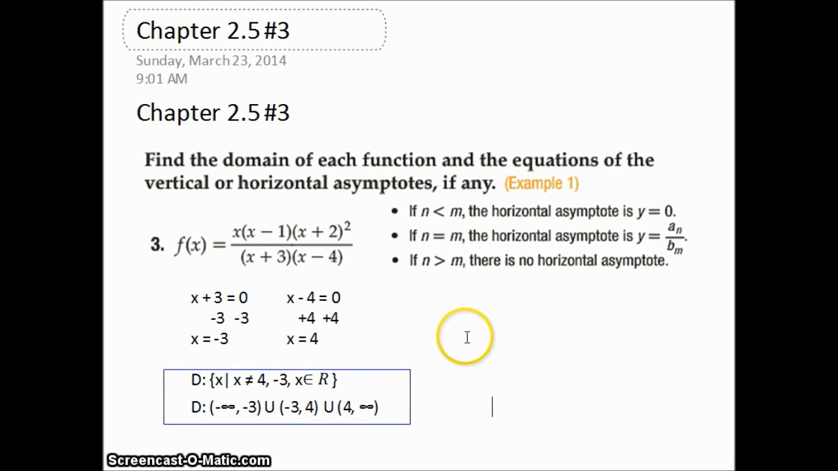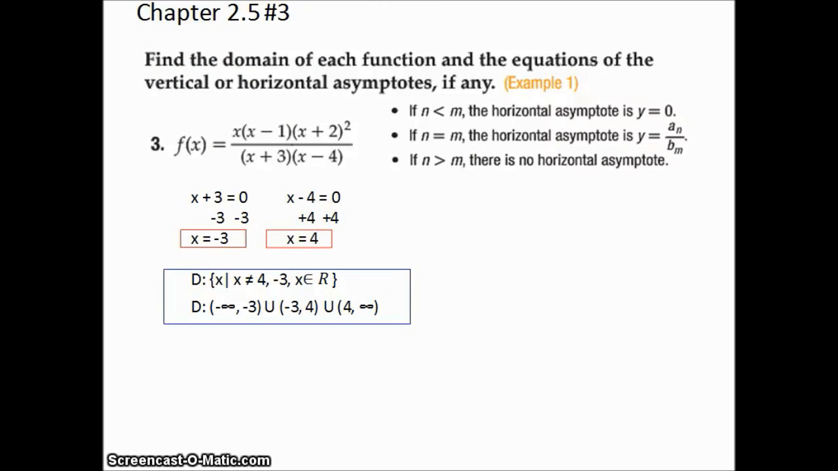Now that we have our domain, we need to find our vertical or horizontal asymptotes. We have actually already found our vertical asymptotes by setting the denominator equal to 0. That makes our vertical asymptotes x equals negative 3 and x equals 4. Now we need to check if we have any horizontal asymptotes.